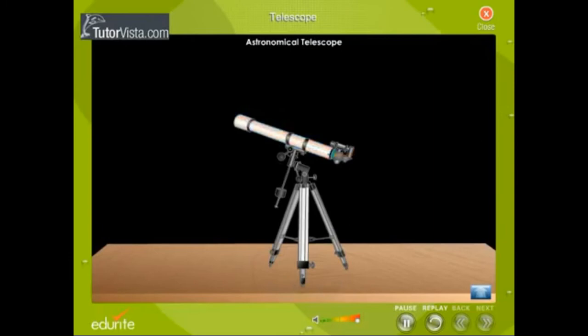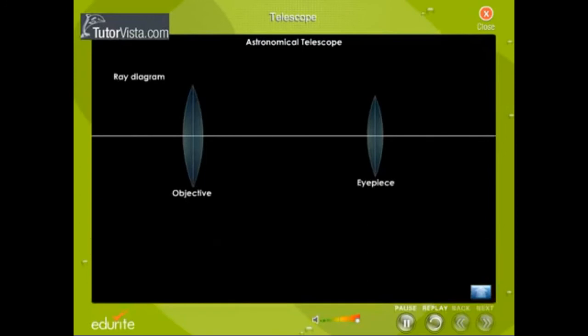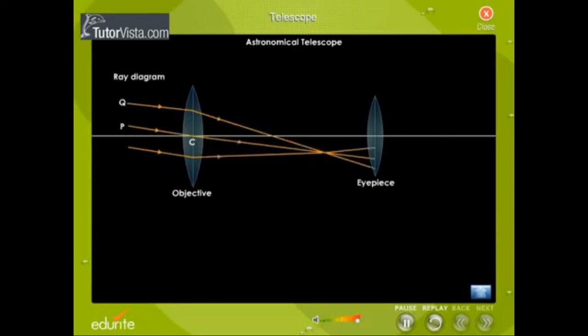Let us now understand the principle of a telescope with the help of a ray diagram. The rays of light coming from a distant object are parallel to each other. This parallel beam of light is focused by the objective in a focal plane and is perpendicular to its axis. The image B'Q' is formed at FO.